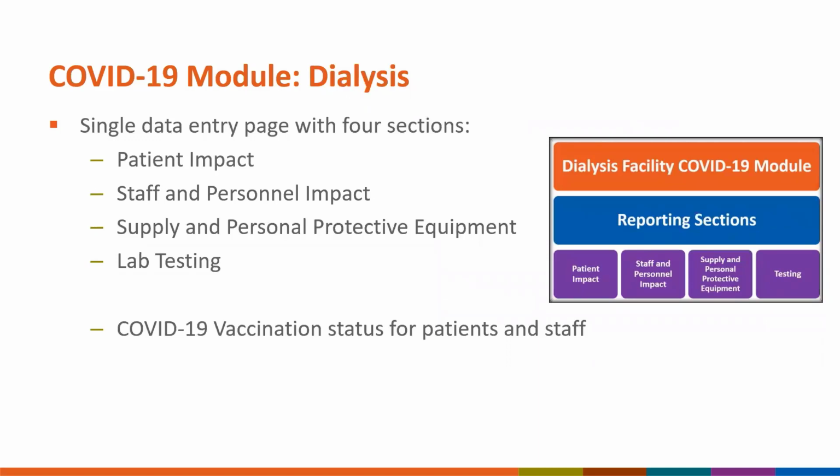The dialysis COVID-19 module accepts the following pathways using a single data entry page with 4 sections: patient impact, staff and personnel impact, supply and personal protective equipment, and lab testing. This module also has COVID-19 vaccination modules for reporting patient and staff status. Next slide.